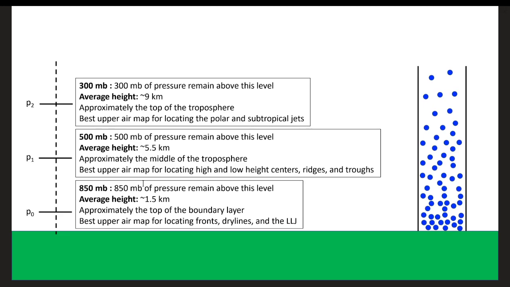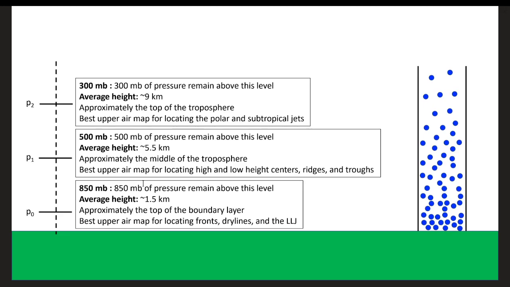Moving up, we have 500 millibars, which is about the halfway point. It's 5.5 kilometers above the ground, roughly. And this is the middle of the troposphere. Yeah, this is like the center. And this is the air map for locating high and low height centers, ridges, and troughs, I guess.